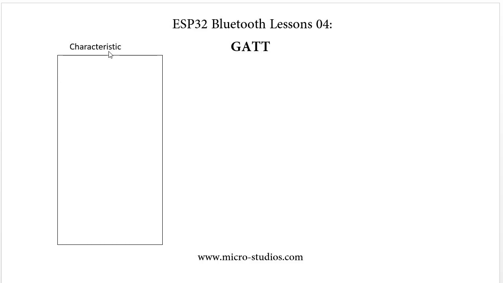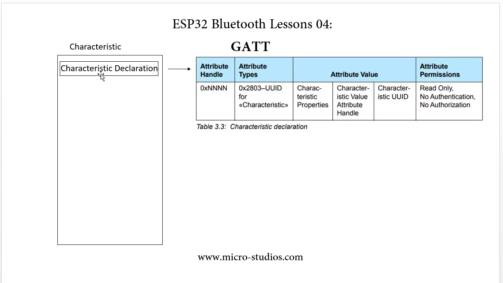So this is the characteristic. The first part of this one is also the characteristic declaration. The client will search this position. Once it knows the UUID is 2A03, it knows, okay, this group of data is the characteristic declaration. So it will also know the following part, the attribute value.